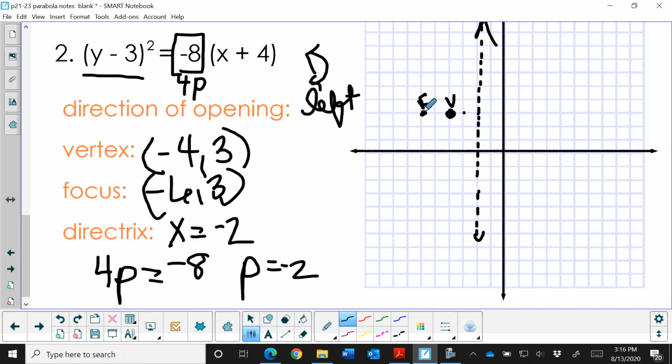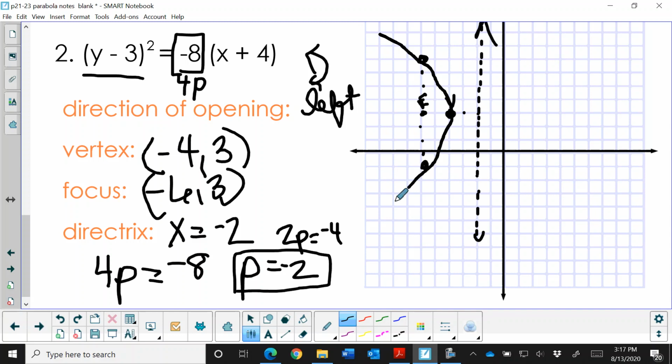Now I need to know how wide my graph is. Well, since p is -2 in this case, 2p is going to be -4, 4. If you think about it, distance is always positive. So you go 1, 2, 3, 4 from the focus, 1, 2, 3, 4. Always count this width from the focus. And there is the graph. There we go. So we just did a left-right facing graph.